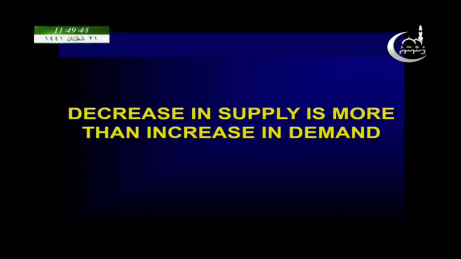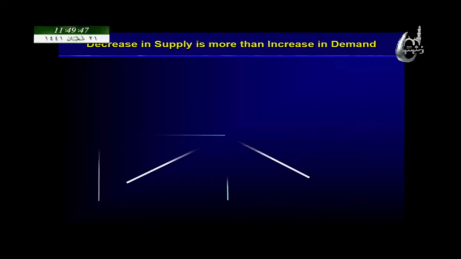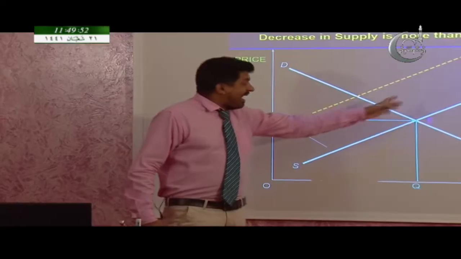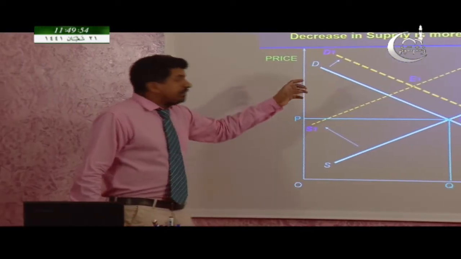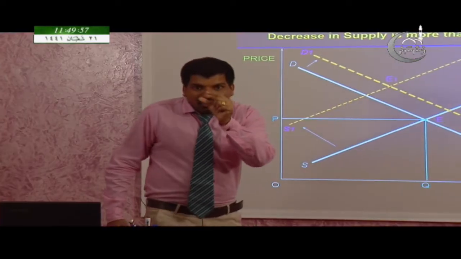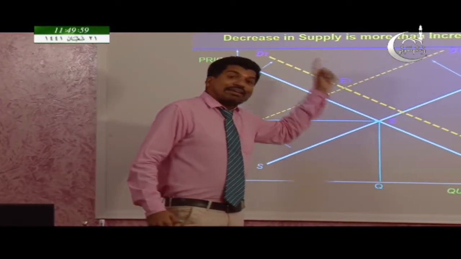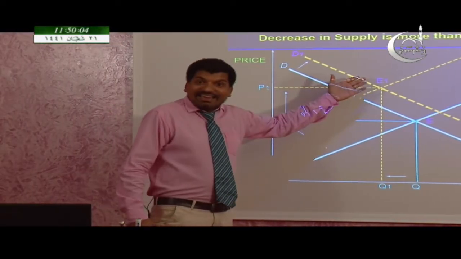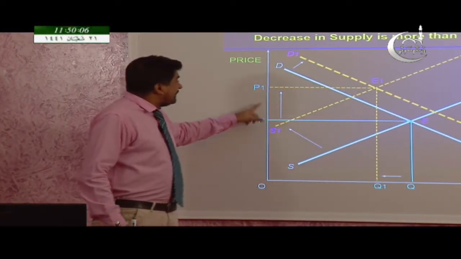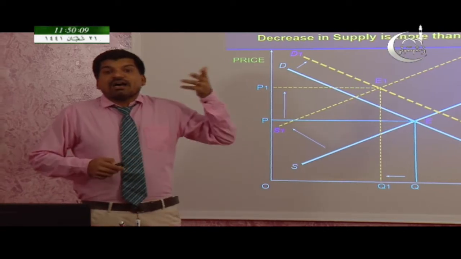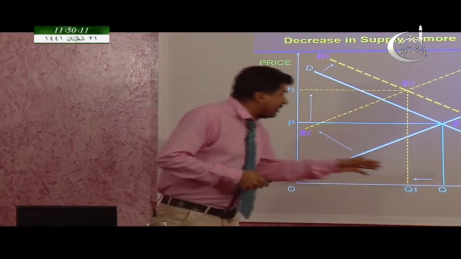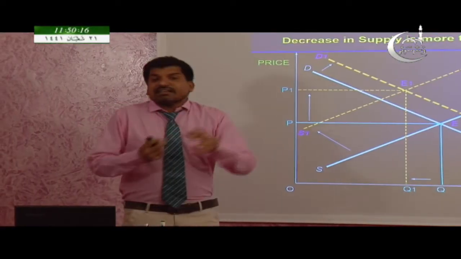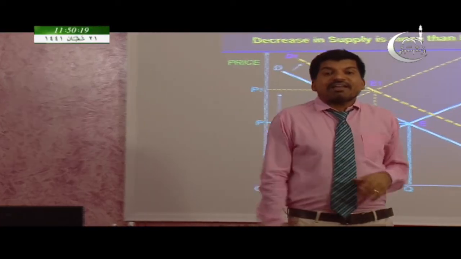Next, decrease in supply is more than increase in demand. Look at this, decrease in supply, big change in supply, and small change in demand. That means demand is increasing by a small quantity, but supply is decreasing by a large quantity. So as a result, what is happening? The new equilibrium point is E1, where the price is P1, which means price goes up from P to P1, and quantity decreased from Q to Q1. So these are the different scenarios of change in demand and supply.